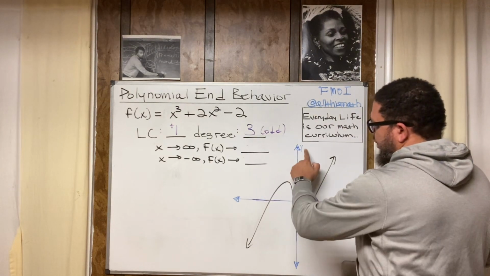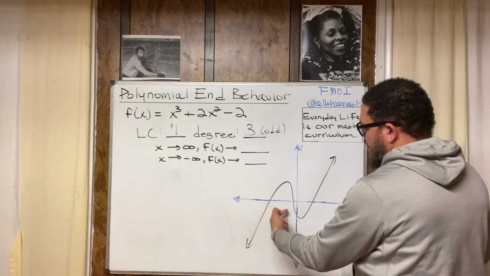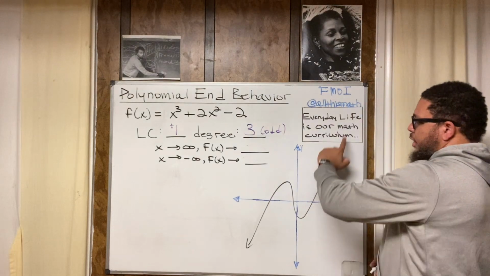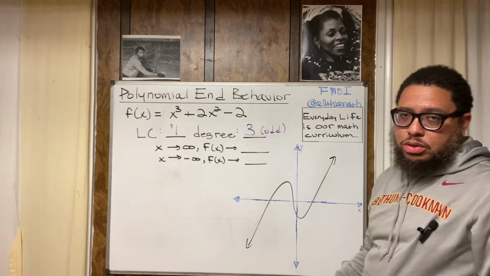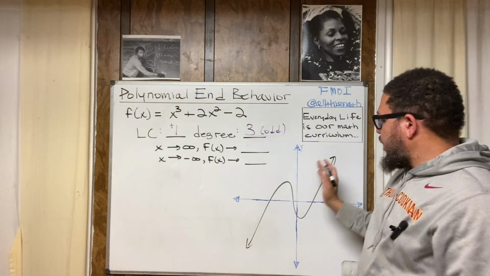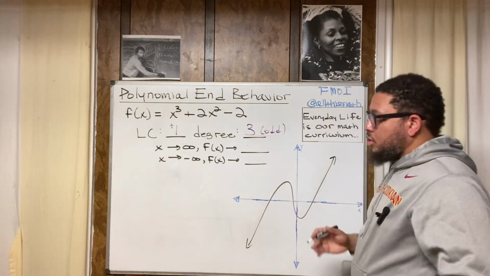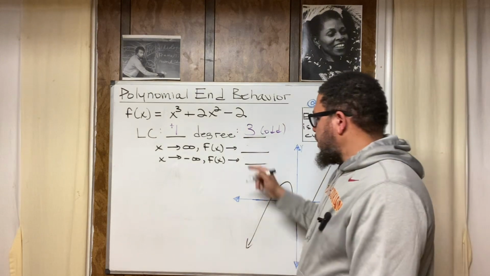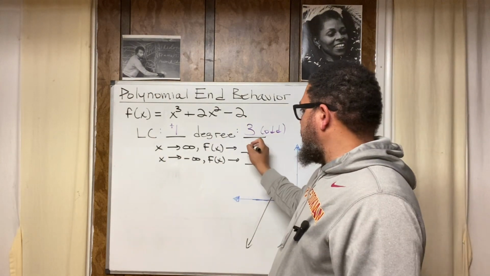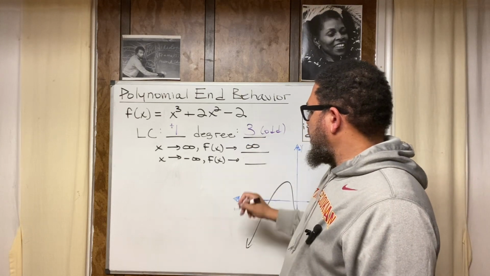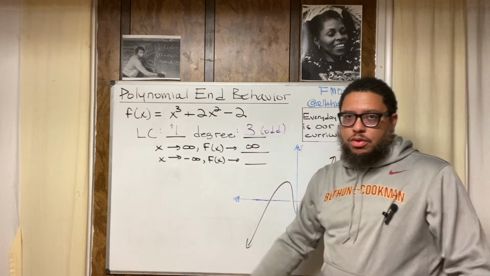F of x and y are the same thing. What's happening to the y's? It's going up, right? Like the roller coaster when it's going up before it hits the drop. It's going up. So that means that the y's are going toward infinity also. So that means we would say as x approaches infinity, f of x also approaches infinity. All right, little sideways 8 to show infinity.